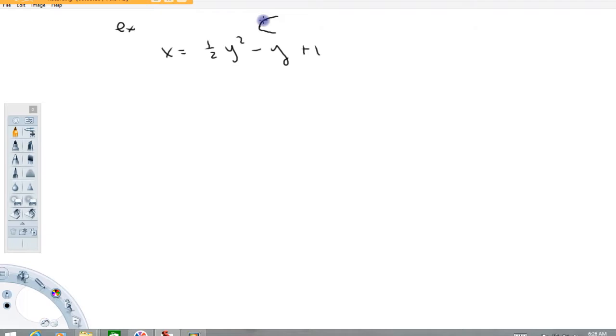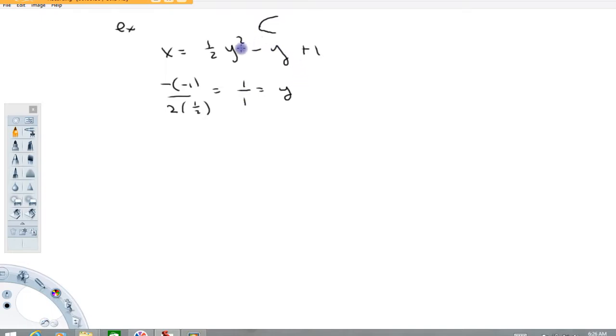We're going to find the vertex here, and I'm going to find it by just calculating the minus b over 2a. So that's going to be minus a minus 1 over 2 times a, which is 1/2. So that's going to be plus 1 over 1. Okay, so the y-coordinate of the vertex is 1.